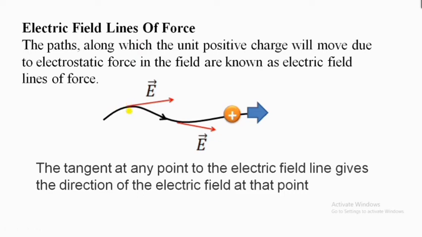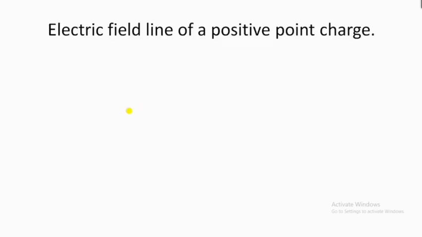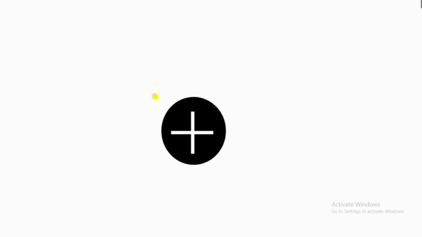So now we will draw the electric field lines of different types of charges. First is the electric field line of a positive charge. We will be drawing many diagrams to understand, but we will not draw all the diagrams. I'll let you know which diagram to draw. So now let's draw for the positive charge.